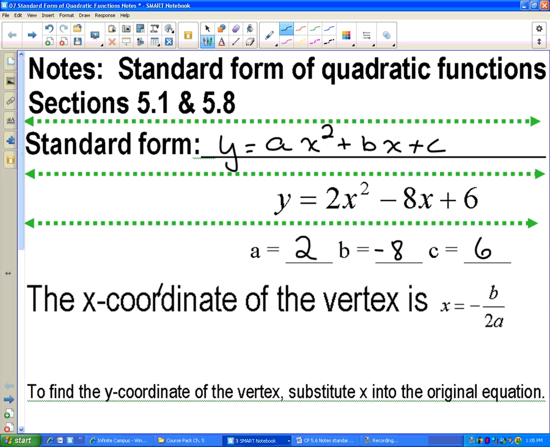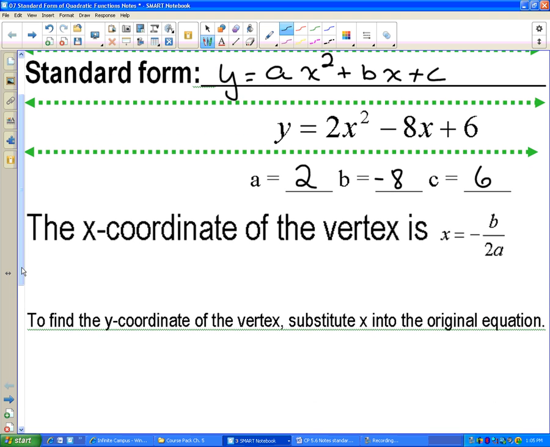The x coordinate of the vertex is x equals negative b divided by 2a. This is also the line of symmetry. So this is the equation I need to memorize. This formula, x is equal to negative b over 2a. I need to know that. I need to be able to use that at any time if necessary.